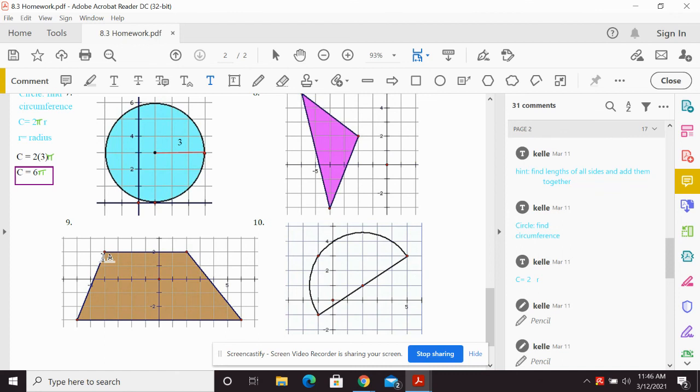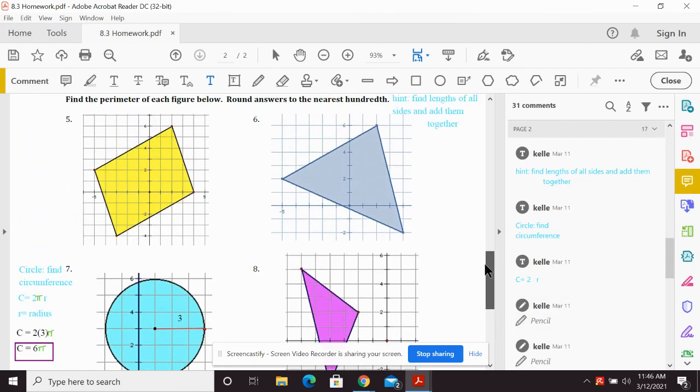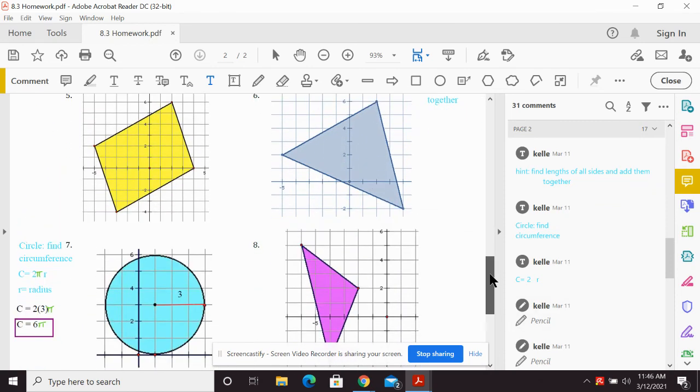Everything else, you're just finding the lengths of the sides, so you're going to have to use the distance formula or the Pythagorean theorem to find the lengths of all the sides, and you're adding them together. And that's your homework.